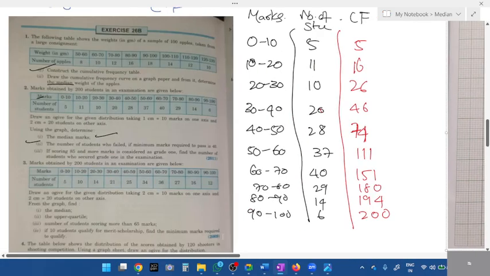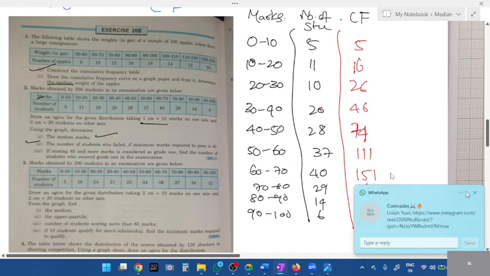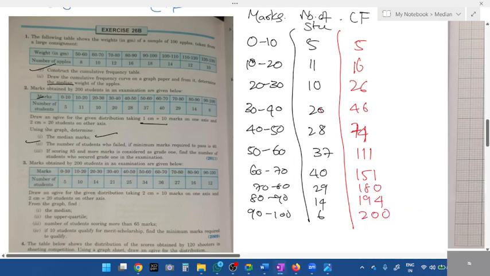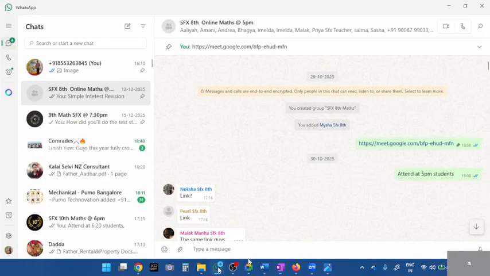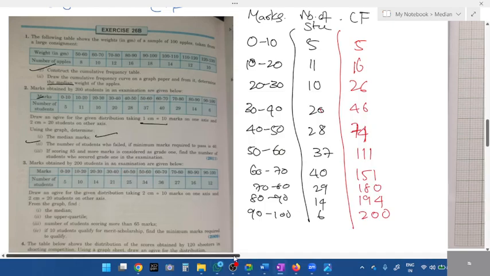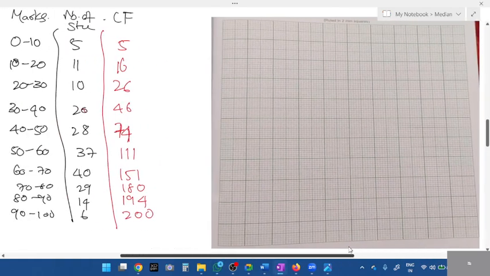What is given here? Can you see? Ogive graph. Once in one axis, what you take? 1 centimeter is equals to how many marks? 1 centimeter is equals to 10 marks. That is x-axis. On the other axis, what you have to take? 2 centimeter. 2 boxes equals to how many? 20, students. 20 students. So let us start plotting the graph.